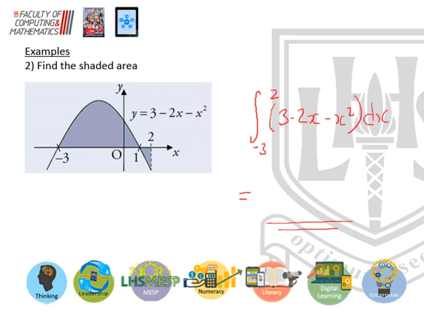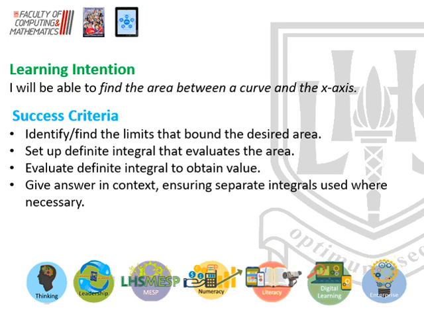Okay, so looking back at the success criteria, being able to identify and find the limits that bound the desired area. Really, in that video, we only work with the identify part. Okay, if you need to find them, it would be where it cuts the x-axis, so y is equal to 0 and solve. Being able to set up the definite integral to evaluate its area, being able to evaluate that definite integral, and then give the answer in context, ensuring separate integrals are used where necessary. So if it's underneath the x-axis, recognise that, and then turn your signs, and use separate integrals if necessary. Okay, thank you very much.